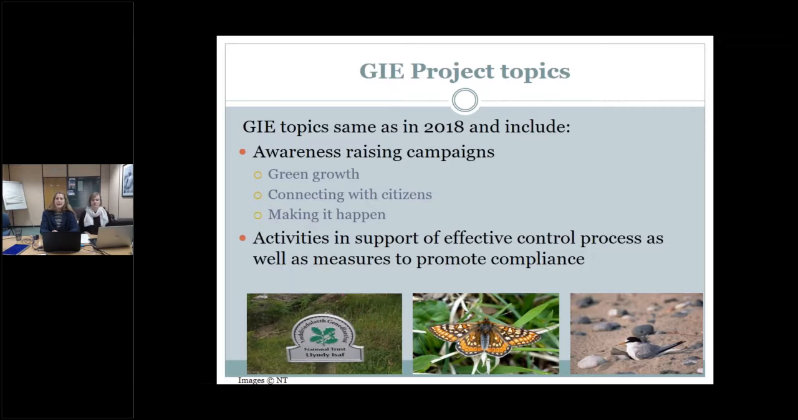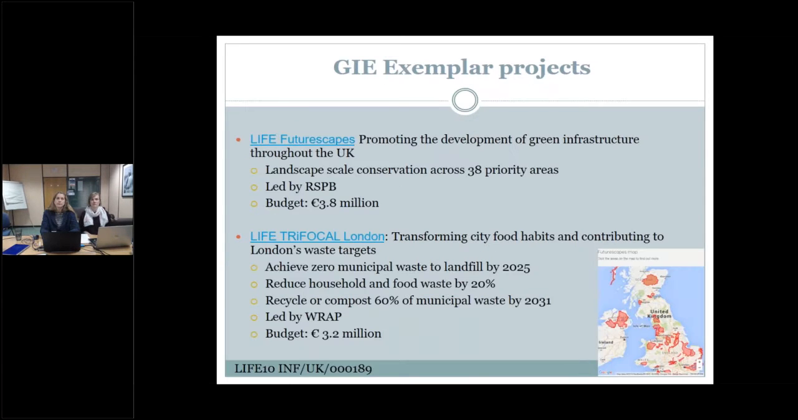So I'm moving on to the governance and information project topics, and again they have remained the same as in 2018 and include awareness raising campaigns covering one of the 3 listed topics and activities in support of effective control processes, as well as measures to promote compliance. And you will find more information on pages 22 to 28 of the 2019 guidelines.